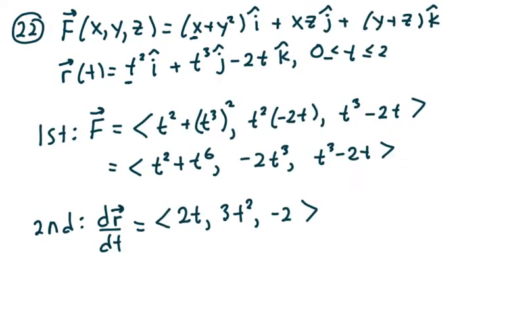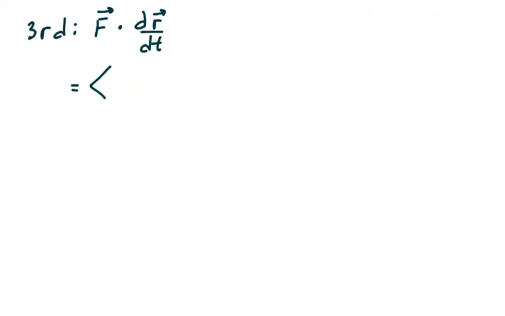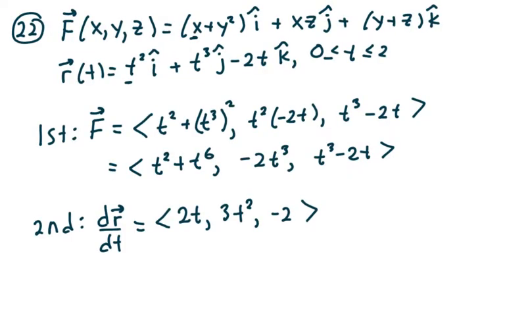Third step. I'm going to take F and I'm going to dot it with dr dt. So when I do that, I get the following. I get t squared plus t to the 6. That's the first component. The second component is negative 2t cubed.